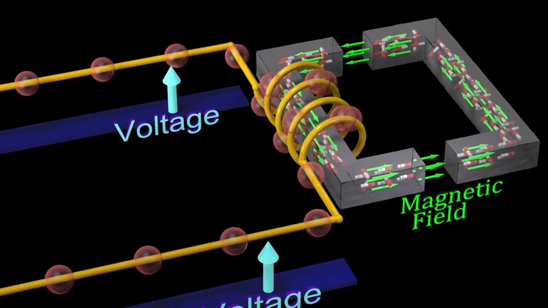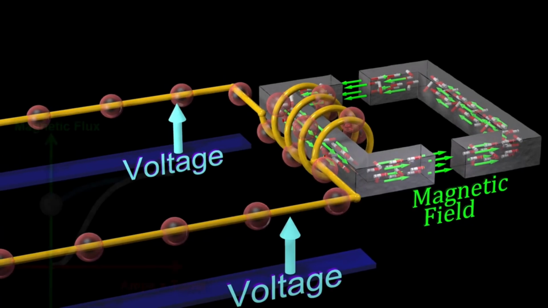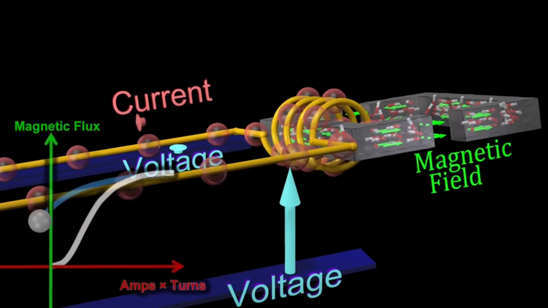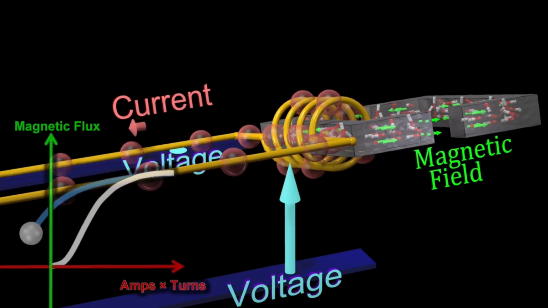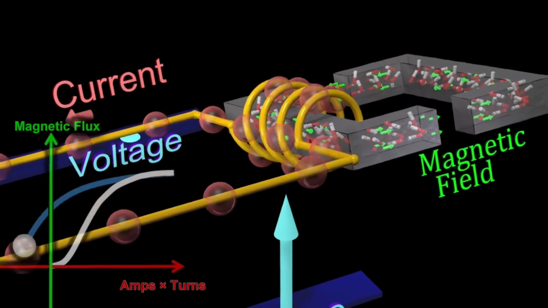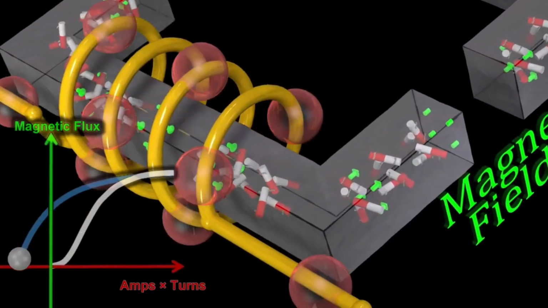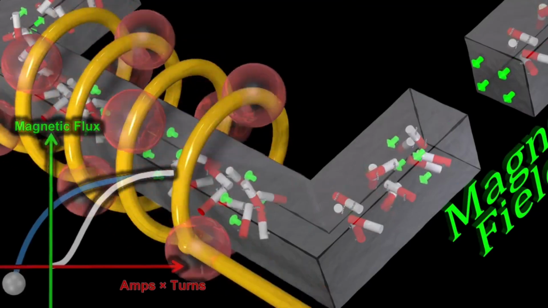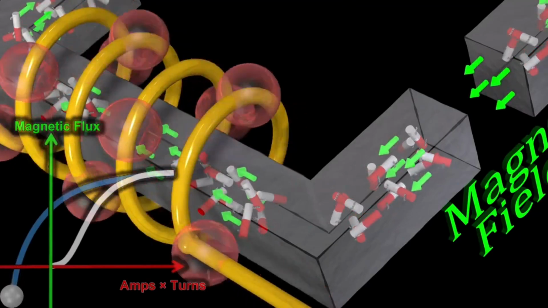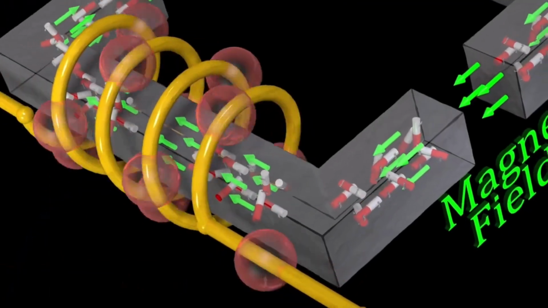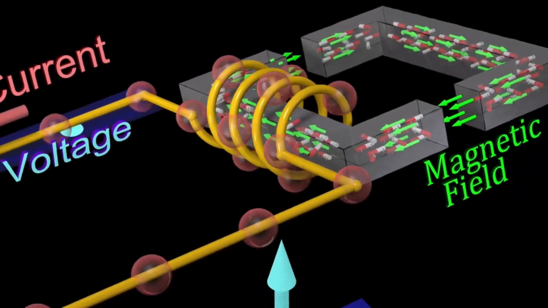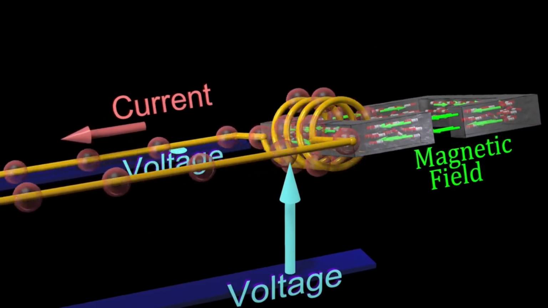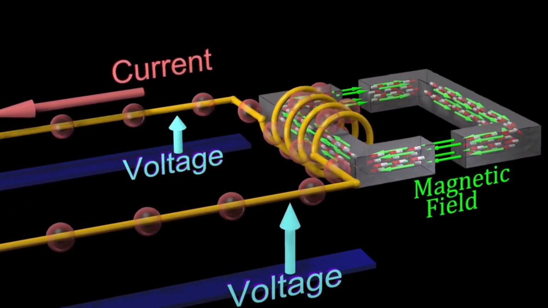Assuming the coil has zero resistance, the voltage difference across the coil is proportional to the rate at which the magnetic field changes. A constant voltage difference is therefore associated with a magnetic field that changes at a constant rate. We are now magnetizing the material in the opposite direction. Eventually, all these magnets will be aligned in the opposite of the previous direction.